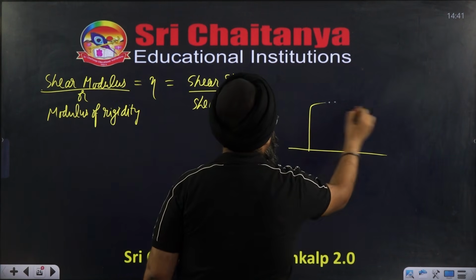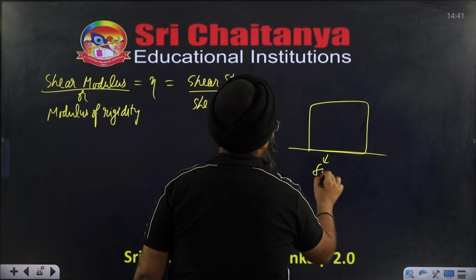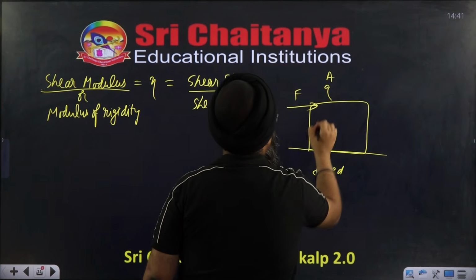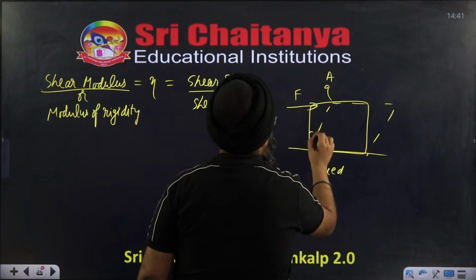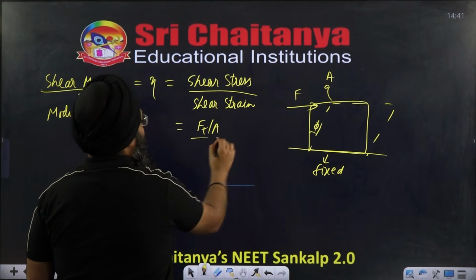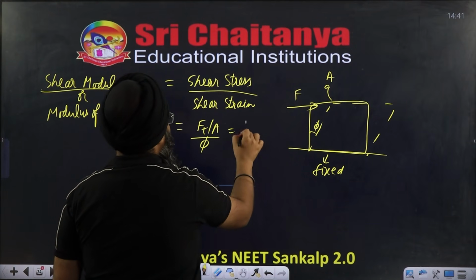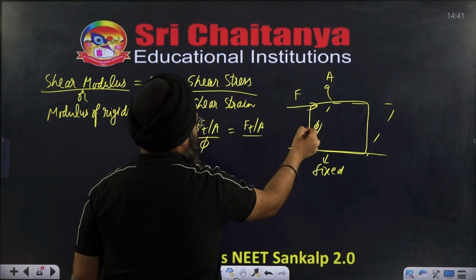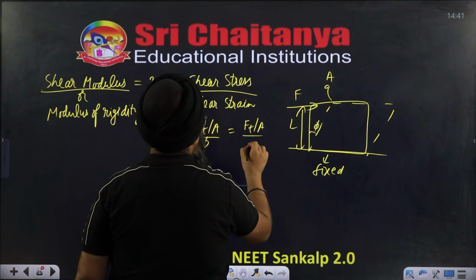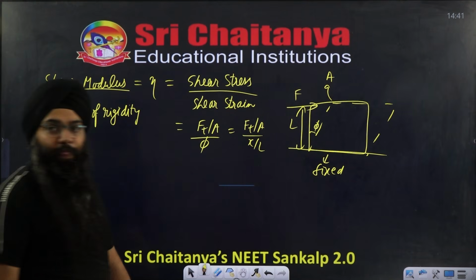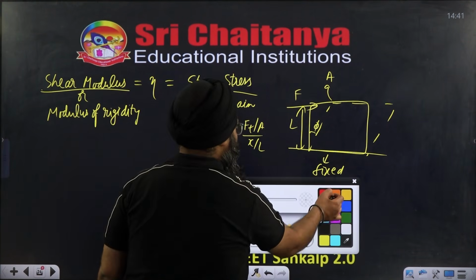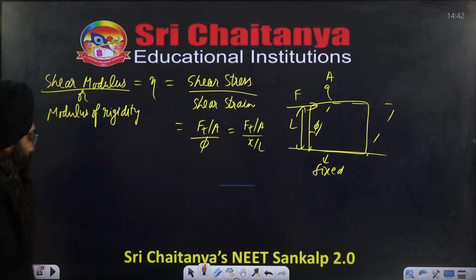What does it tell? Suppose there is a body, this end of the body is fixed, and you apply a tangential force on the body. The area is given as A. Because of that it gets deformed like this, and some angle is phi. So shear stress will be tangential force per unit area, divided by this angle phi. This angle phi is very small, so it can be written as perpendicular over length: suppose the length is L and the perpendicular is delta x, so phi is delta x divided by L. This is the concept of shear modulus. I hope these points are clear to you. This one you must remember in the case of solids.